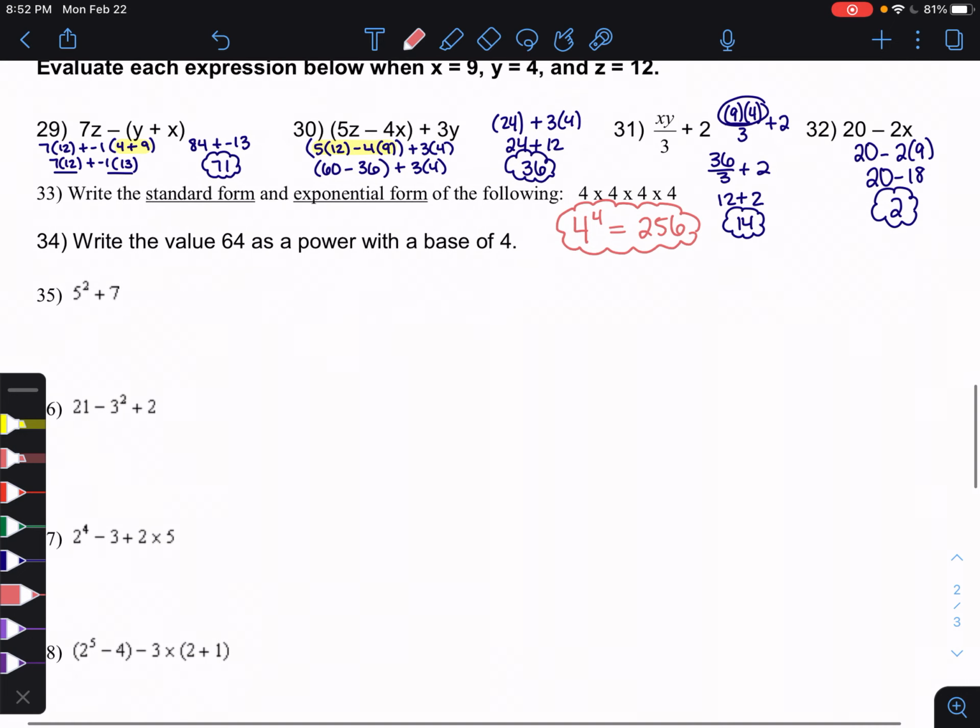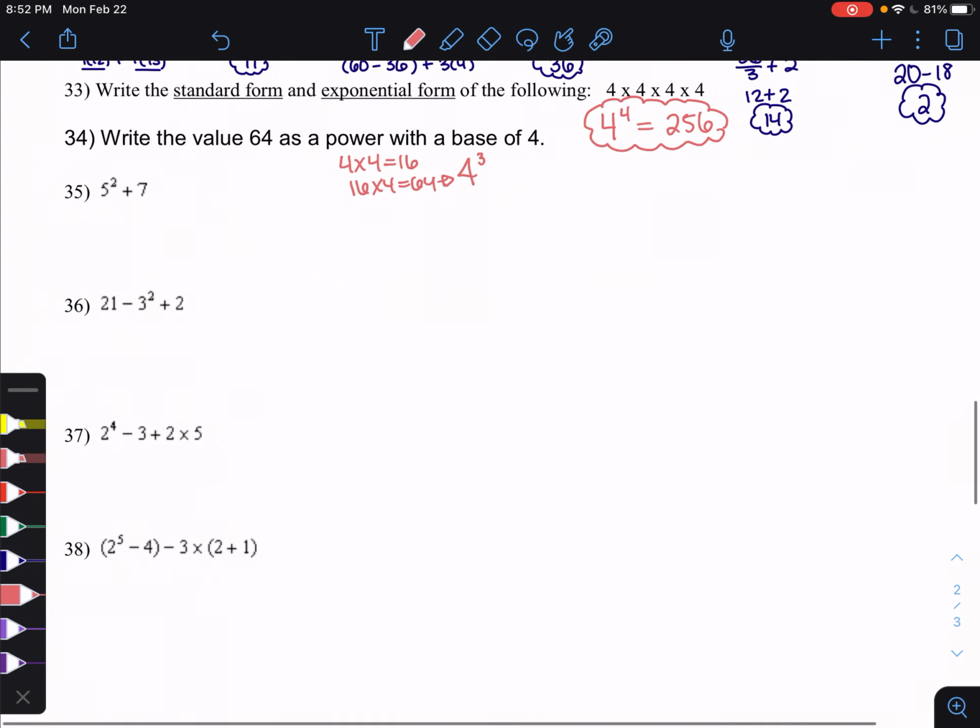To write the value of 64 as a power with a base of 4, I am doing 4 to the 3rd power, because 4 times 4 is 16, and 16 times 4 is 64. So I used 3 4s to get that answer, 4 to the 3rd power. 35, 5 squared is 25, plus 7 is 32.